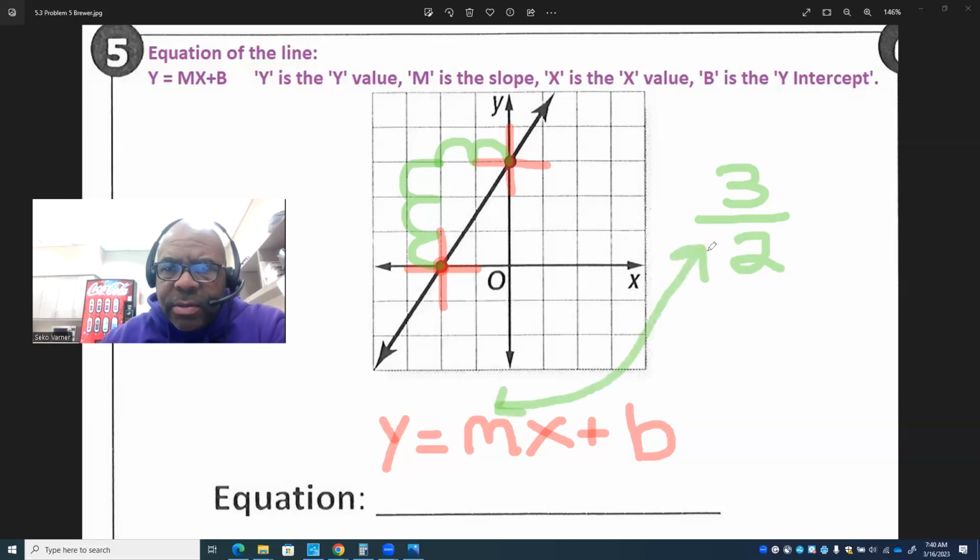That's going to be the slope. 3 over 2. We went up 3. 1, 2, 3. And remember, we stayed on this line. Then we moved over 2. 1, 2. So that's why we have 3 over 2.